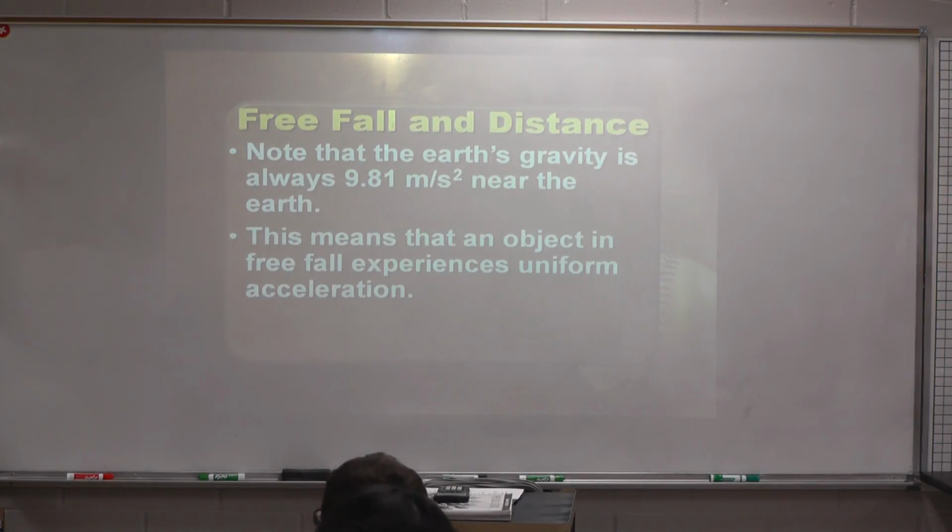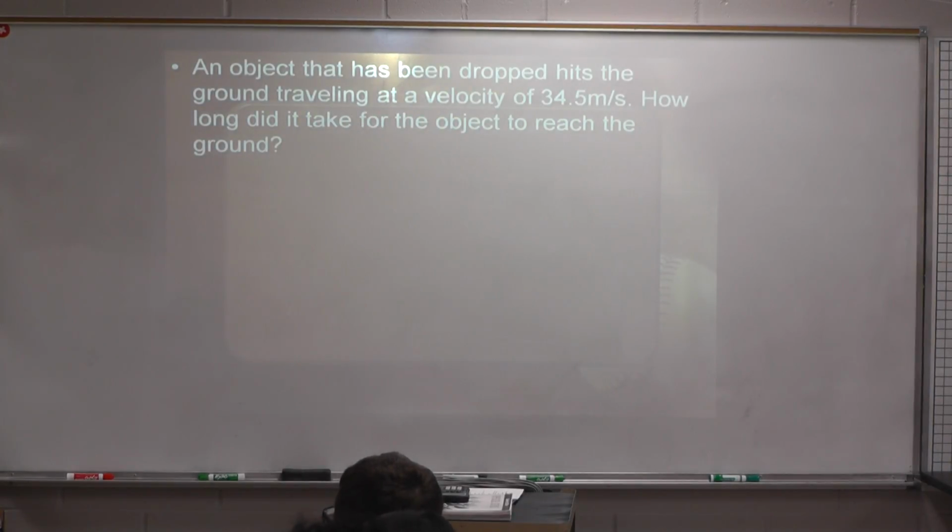Now, when we're doing these math problems, you can always assume 9.81 unless I specifically tell you it's different. Okay, so we're going to make the assumption that we're near the Earth, close to the Earth, that the gravity is going to be 9.81. So I want you to write this in, and I want you to try to, on your own, solve it. And after, we'll go over it.